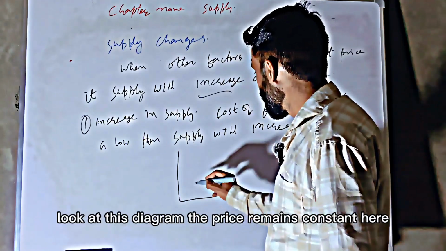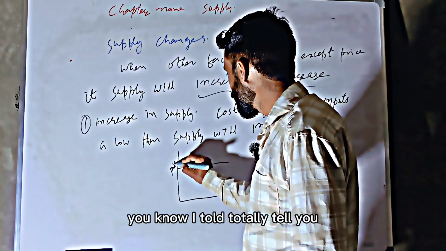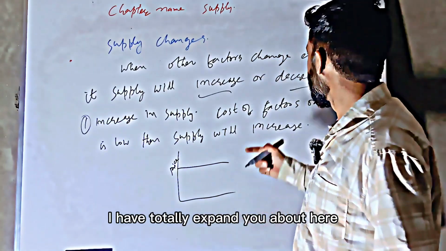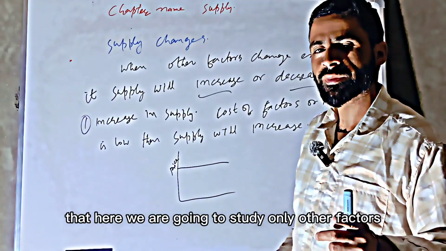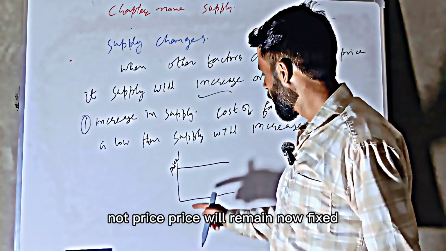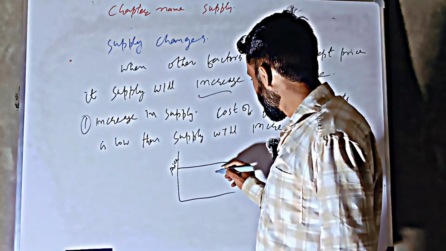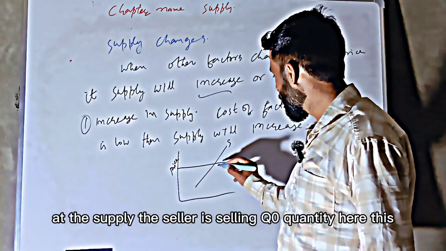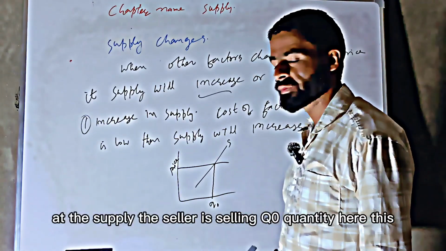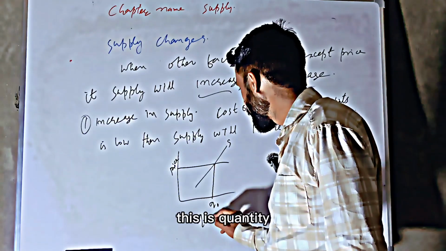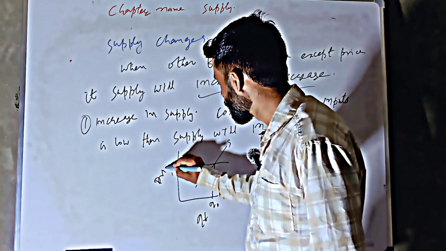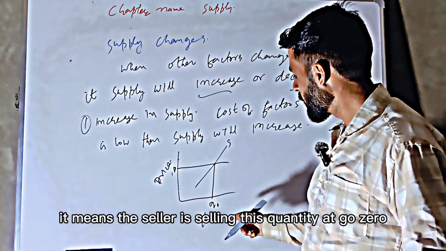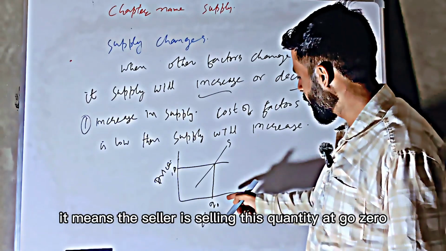Look at this diagram. The price remains constant here. I have already explained to you that here we are going to study only other factors, not price. Price will remain fixed. Here the price is fixed. The supply is here. Look at this. This is supply. At this supply, the seller is selling Q0 quantity. Here this is quantity. This is price. Price is fixed. It means the seller is selling this quantity at Q0.